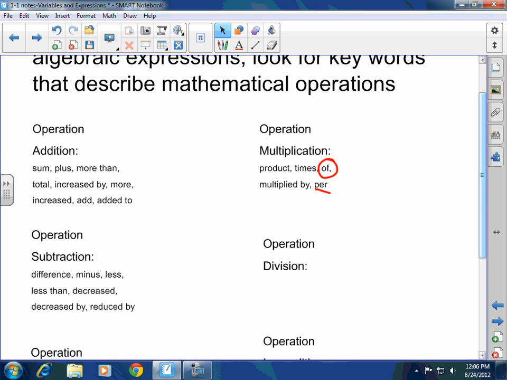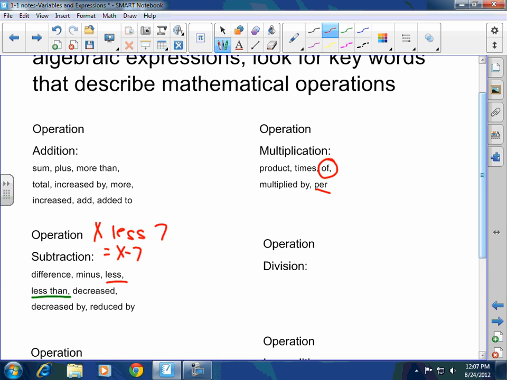Now, subtraction. Difference, minus, less than, decreased by, reduced by. Two very important ones here: less and less than. Please pay attention to this. This is going to save you a lot of heartache later on. If I tell you x less 7, straight up, it's x minus 7. Easy. Now, what if I tell you x less than 7? What do I have to do there? That's exactly right, sir. It's going to be 7 minus x.